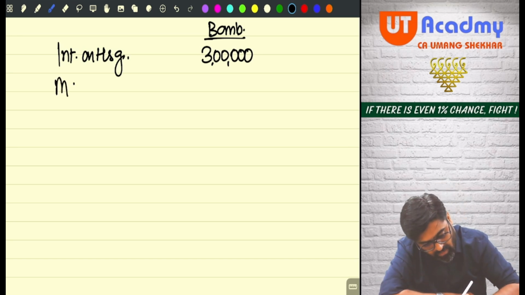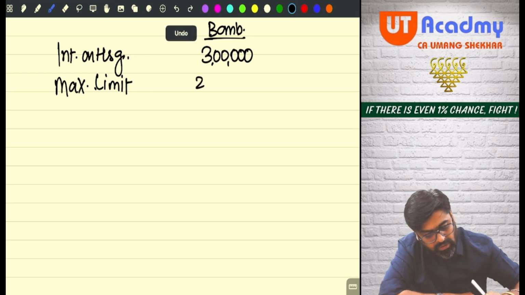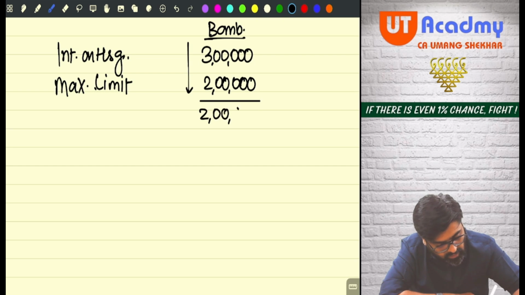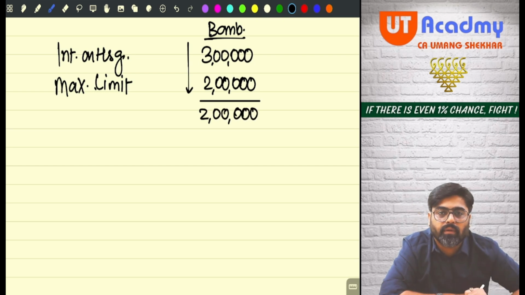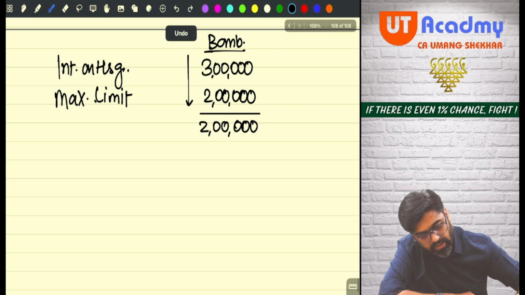So the maximum amount of interest under section 24B for this loan will be 2 lakhs. So 3 lakhs or 2 lakhs, whichever is lower, your interest deduction here will be 2 lakhs. Got it? Now they are saying that this Delhi property is there.